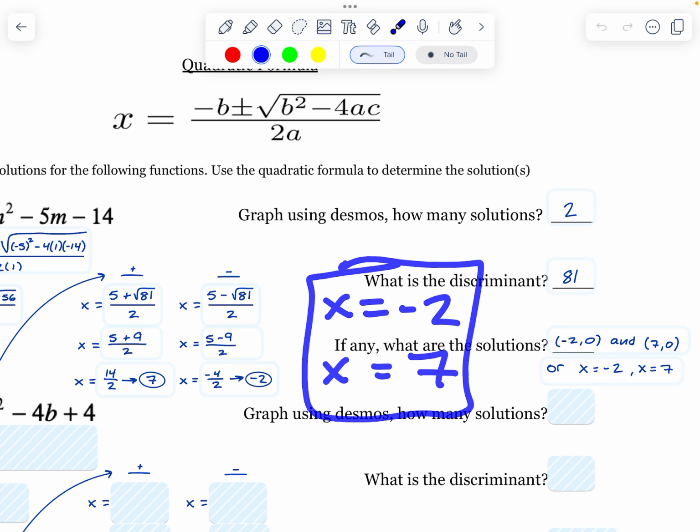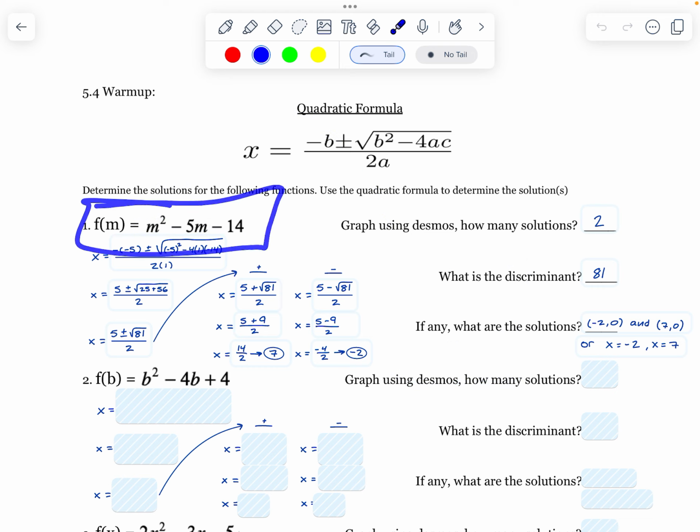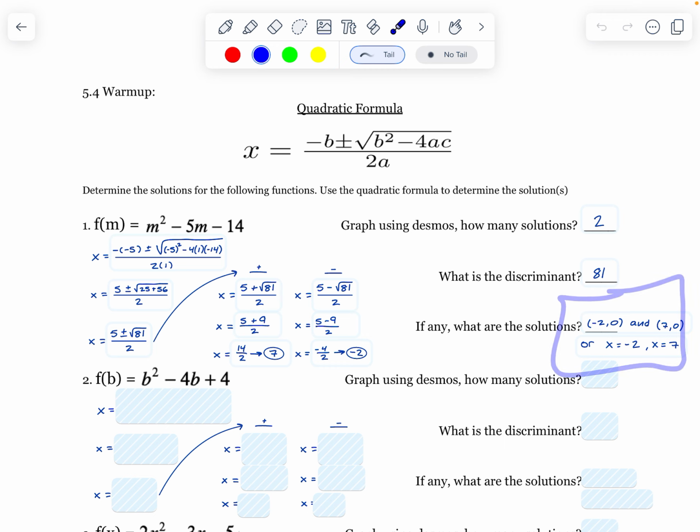To check my work on this, if you really feel like doing it, you can take those two, substitute them back into your original equation, and see, do they work? Does it work? If it does, then you're good. If it doesn't, then you may have made a mistake somewhere along the line. The graph told us we had two solutions, the discriminant told us we had two solutions, and then we got two solutions.